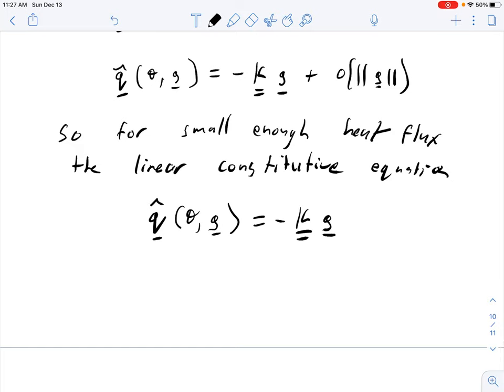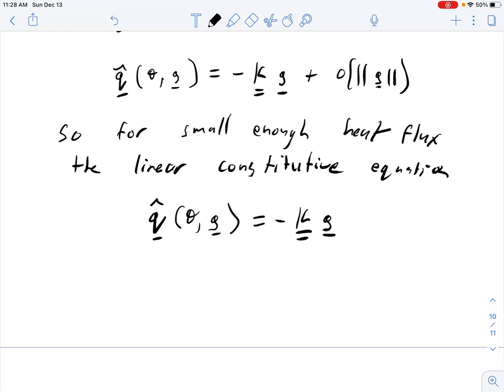So in this situation, the heat flux depends only on the temperature gradient and not the temperature. You could imagine situations where K does depend on the temperature, but we're saying that if there's not a whole lot of heat flux or a whole lot of temperature difference, this does a pretty good job. And that's Fourier's law there.